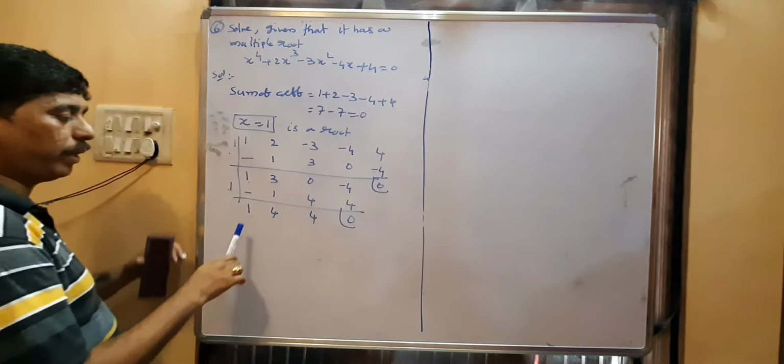Find the repeated root of x^5 - 3x^4 - 5x^3 + 27x^2 - 32x + 12 = 0. Finding a repeated root means finding a multiple root.